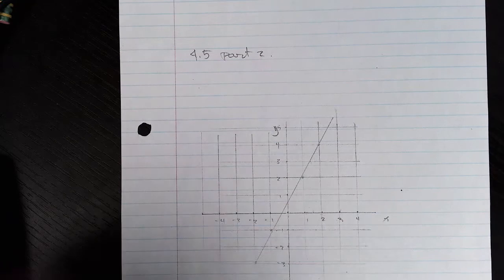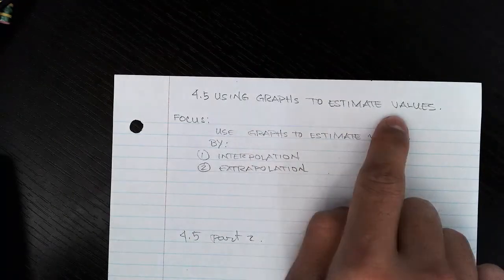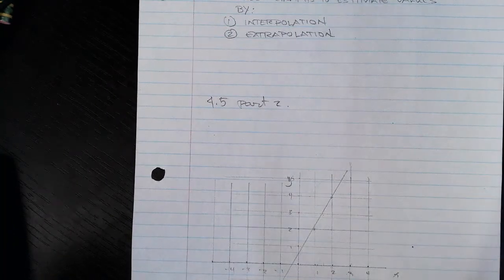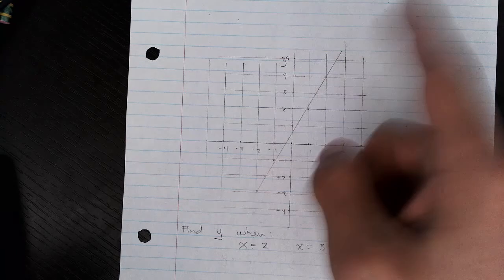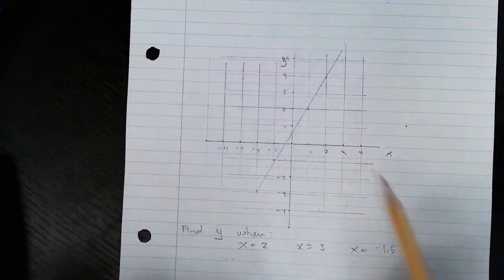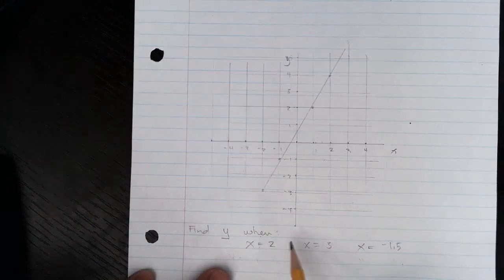This time we're going to continue with 4.5, using graphs to estimate values, but this time we're going to do part 2. Instead of using a graph of a car traveling, we're going to use just a plain old graph that we've always been seeing before, like this one. Now you have a line that is a linear relation. You can actually use this graph to also answer questions like this.